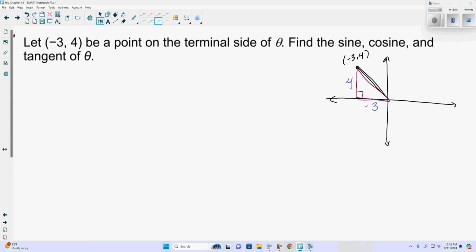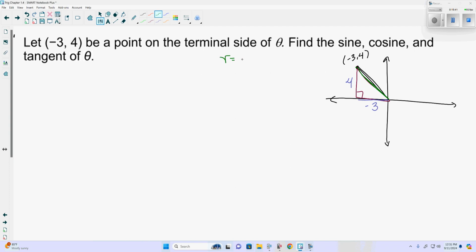Now we are used to having distances as positives, but we will leave the x as negative because we're at -3 on the x, +4 on the y. It'll help us get the correct sign with our sine, cosine, and tangent. Now the last thing we need to find is our r, the hypotenuse of this here.